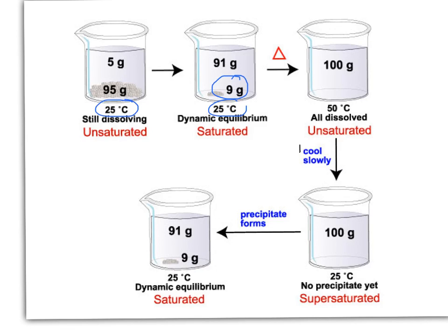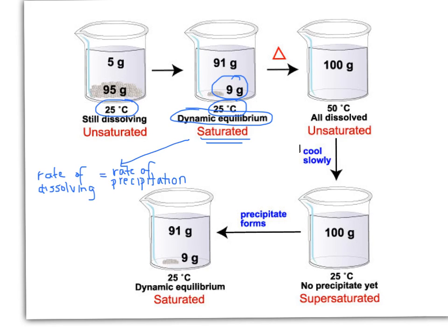We're still at 25 degrees Celsius. So we will say that we are now at a point of saturation, that the amount of solute that can fit into the solvent has been reached. The maximum amount has been reached. We call this a dynamic equilibrium.